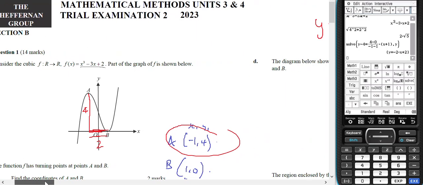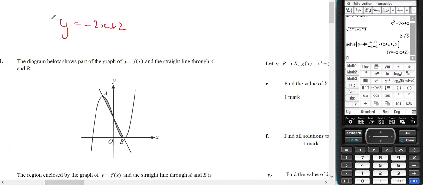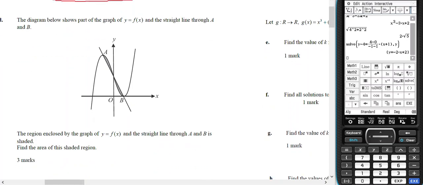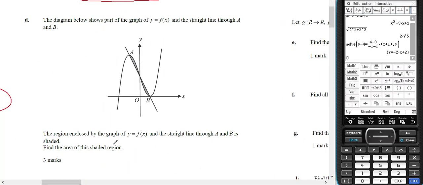Okay, so question 1D, this is the equation of the line that we just calculated in the previous part. And that's the equation of the line that goes through A and B. In D, it's a 3-mark question. Find the area enclosed between the straight line and the curve. So I would like to get the right answer, and I'd like to write a definite integral that represents those values. I know that that goes through at -1, and that goes through at 1, and that's at 0.